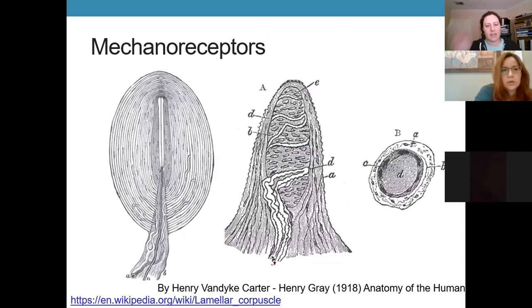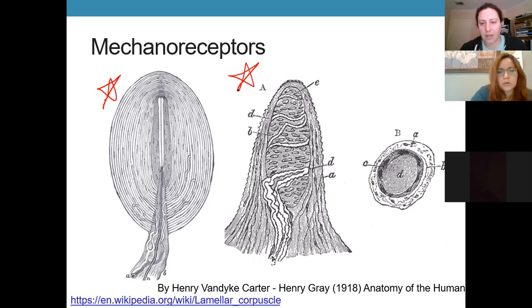These are just a couple of examples of mechanoreceptors, and these two are the ones that you should be looking at on our histology in lab. So make sure that you've done that if you haven't yet. And they do fall into another category too that we'll talk about in a minute.